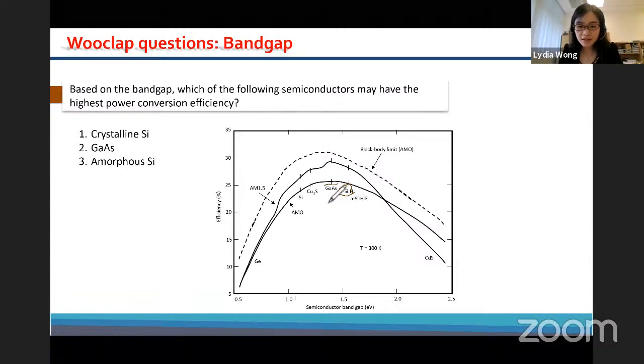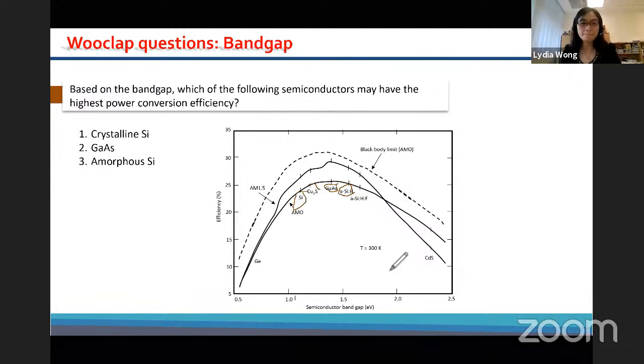This is gallium arsenide, and this is silicon. This is the band gap. Okay, now, can you go to your WooClap again? This is the next question. Based on the band gap, sort the following solar cells from the highest to the lowest efficiency.